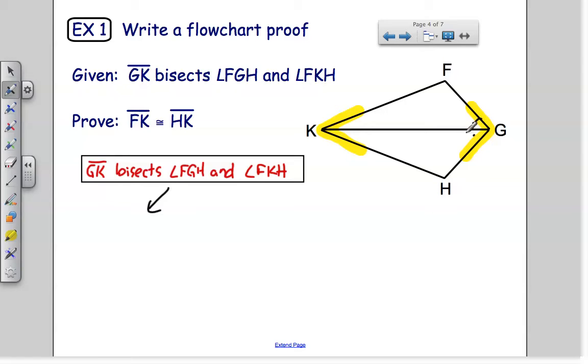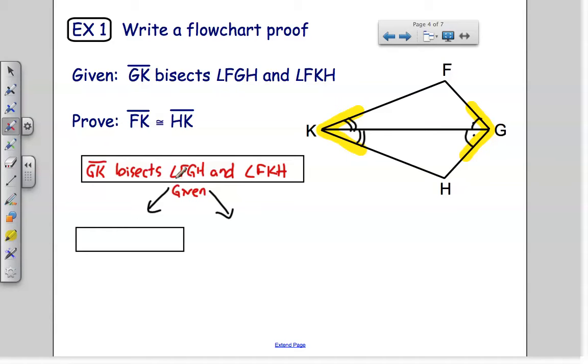And I'll have to list those. Also, I'm going to have these two angles congruent because I bisected angle FKH. So I'll have to list these angles congruent as well. Actually, there'll be two arrows going off of this and two new statements. Oh, you know what? I forgot something really important. The reason has to go underneath this. How did I know these things? It was because it was given.